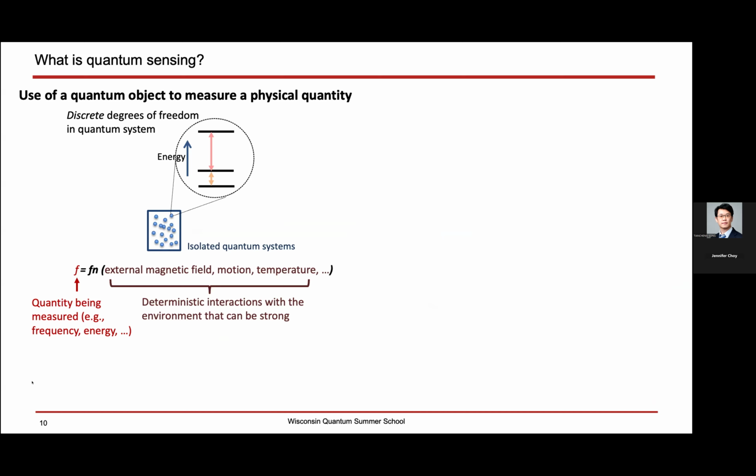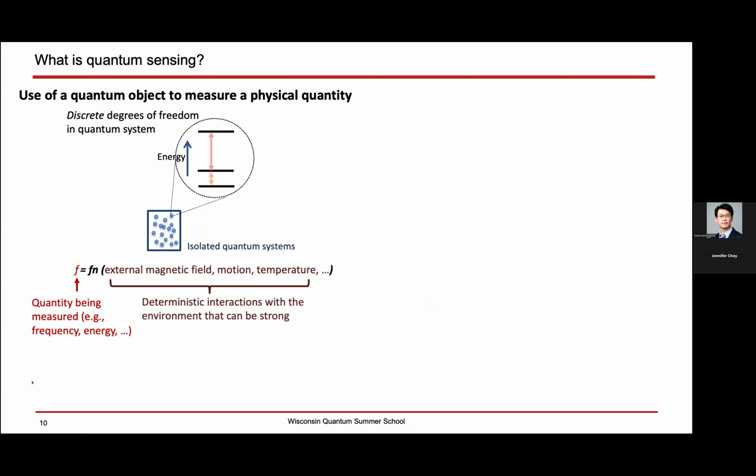So basically, any changes to this frequency or energy can be mapped to changes in the external magnetic field, to maybe the motion that's being experienced by the atom, or to temperature. And I have this equation up there, which is okay. So what you're measuring, and then the thing that is affecting it, is change.